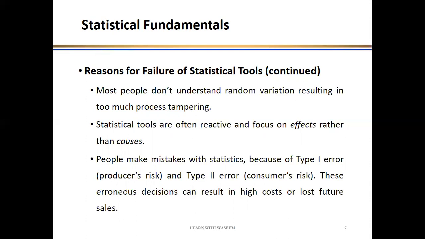Another reason people make mistakes with statistics is founded in the notions of type 1 and type 2 errors, as you can see on the screen right here. In the study of quality, we call type 1 error the producer's risk, and the type 2 error a consumer's risk. Why we call them the producer and consumer risk, I will discuss with you. In this context, producer risk is the probability.